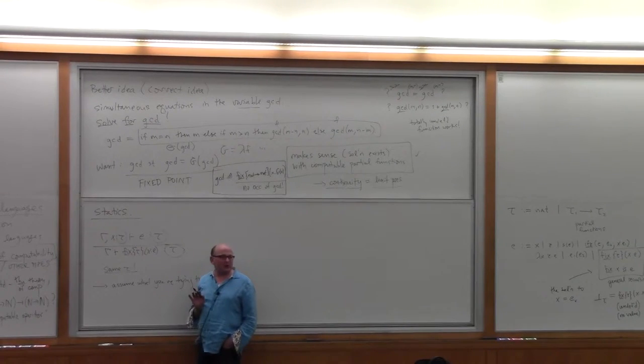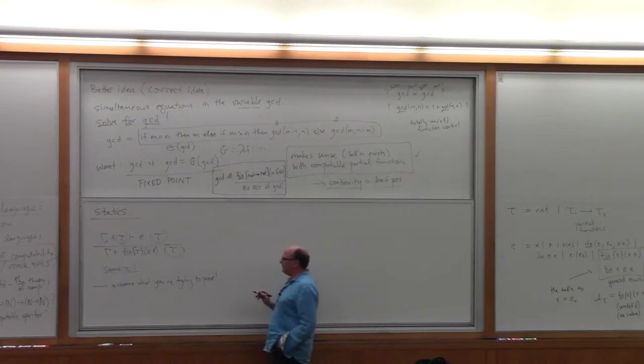This is the essence of partiality. I don't ever show anything absolutely outright. I just assume what I'm trying to prove and consider that sufficient to be true, because I don't care if this thing diverges, because I'm dealing with partial maps. I'm dealing with partiality here. So that's the clever idea. Let's match it up with the dynamics, and then you'll see what I mean.